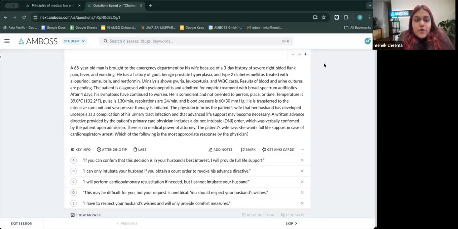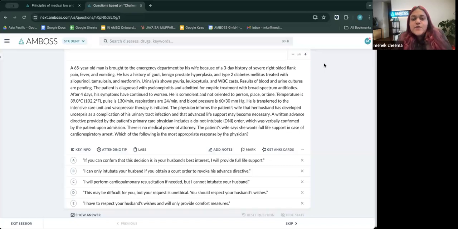A 65-year-old man is brought to the emergency department by his wife because of a 3-day history of severe right-sided flank pain, fever, and vomiting. He has a history of gout, benign prostate hyperplasia, and type 2 diabetes mellitus treated with allopurinol, tamsulosin, and metformin. Very standard medications we use. Urine analysis shows pyuria, leukocyturia, and WBC casts. The results of blood and urine cultures are pending.